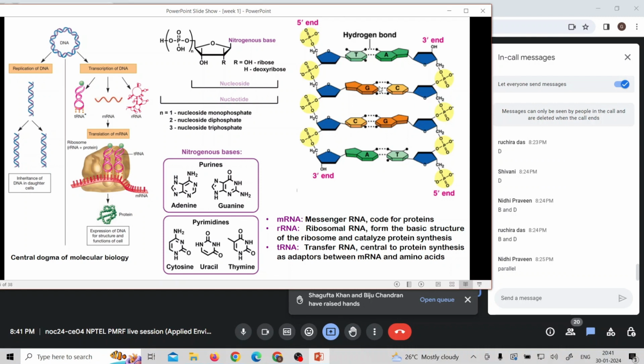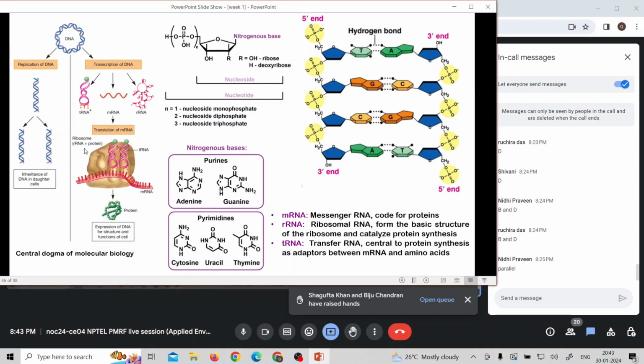The ribosomal RNA, as the name suggests, is going to make up ribosomes. Ribosomes will have a protein part as well as the RNA part, the rRNA part. Their main functionality is that they form the basic structure of the ribosome and catalyze the protein synthesis reaction, which is also known as the translation process.